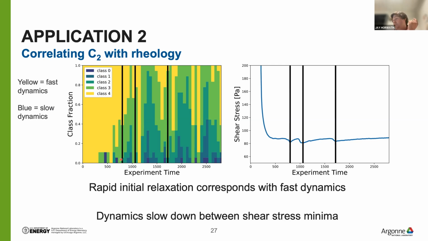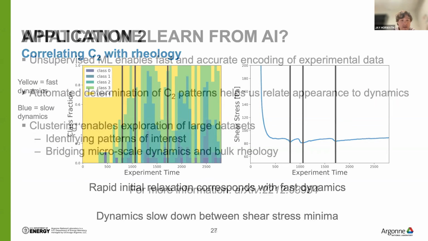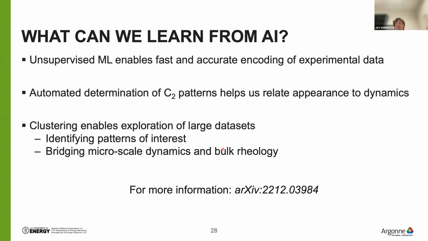is that in these regions where we have minima in the shear stress and then increasing, we actually see a slowing down of dynamics. So the point of this is that by just doing this wholly unsupervised method, we're able to pull out a little bit of the physics. We're able to tie the dynamics in these incredibly complicated two-time correlations to what we actually measure with the bulk properties.